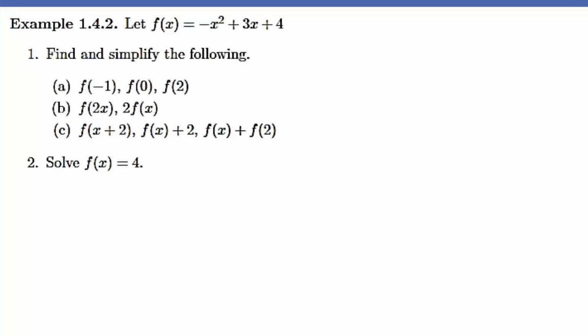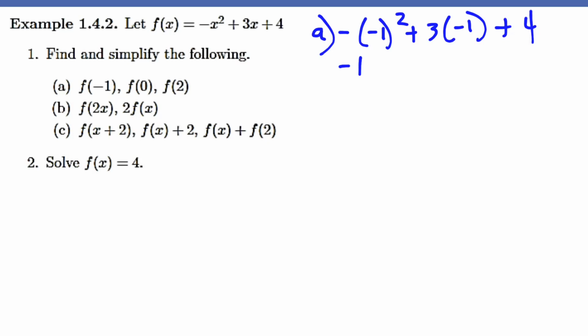So let's just do a couple of these. So A says, what is f of -1? So what you would do there is you would replace x with -1, and you would simplify. So this would be -1 minus 3 plus 4. So that's -4 plus 4. So that would be 0. So for part A, you're just going to substitute the number given for your x value, and you're going to simplify.